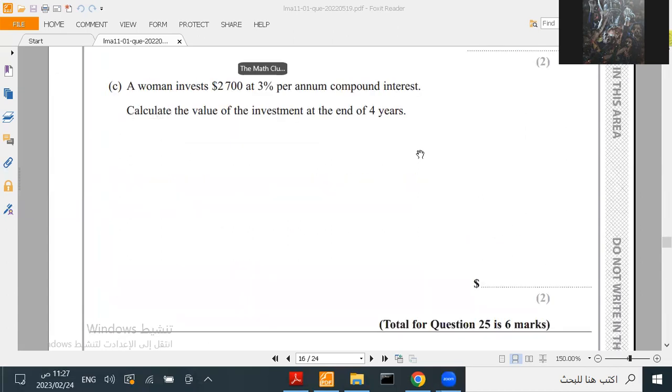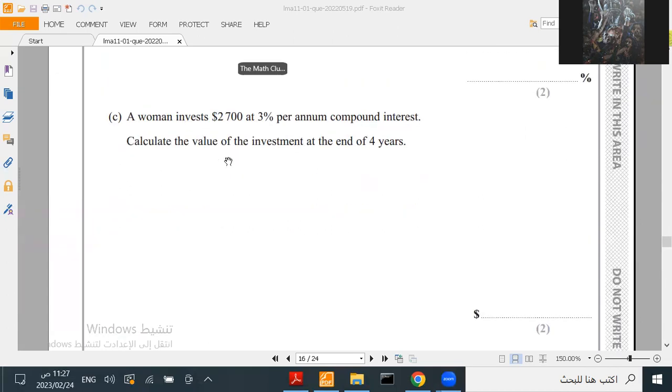Question C. A woman invests $2,700 at 3% per annum compound interest. Calculate the value of the investment at the end of the fourth year. هنا نبيكم تركزوا شنو؟ هنا عندي من قبل عندنا سؤال انه قال لي simple interest. هنا compound interest. هنا compound interest.